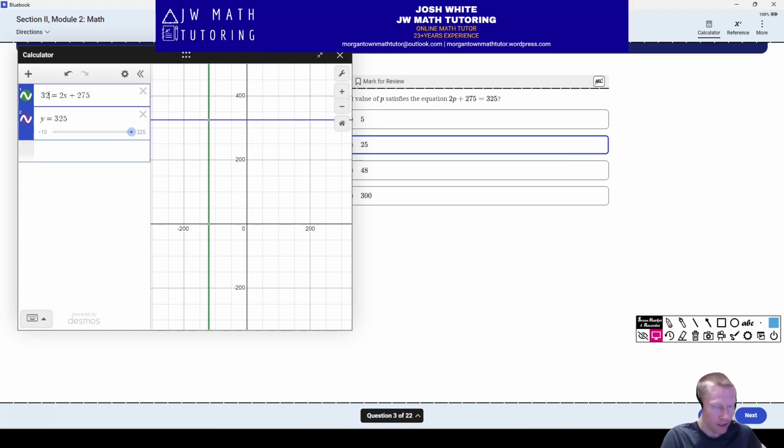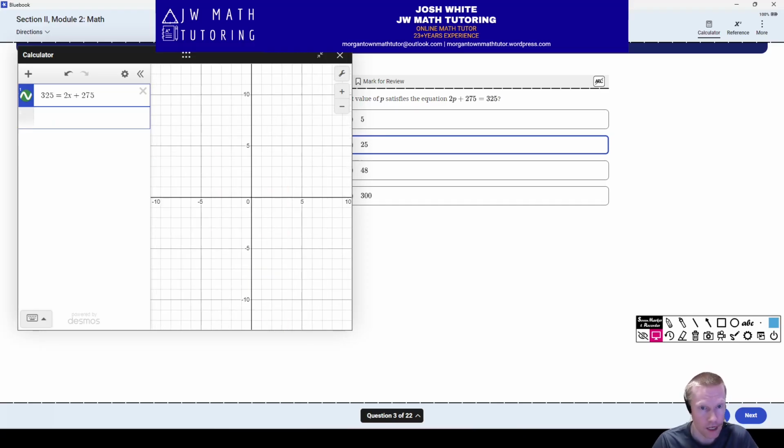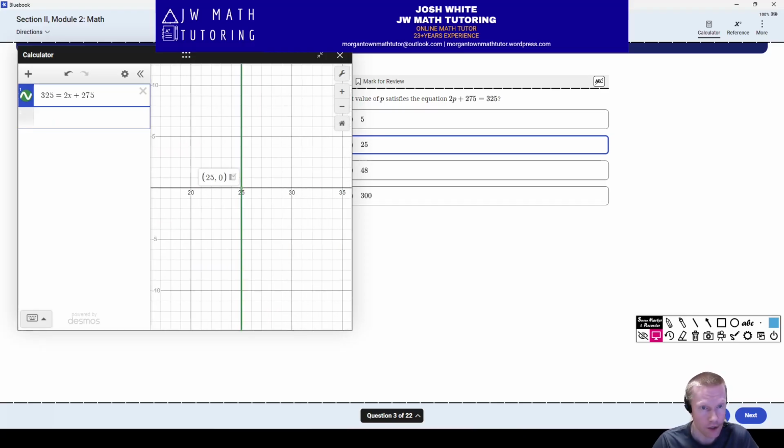However, you can type in the entire equation and just look for the vertical line, which you can see right here, happens right at 25. So that's another perfectly acceptable way to solve this problem as well.